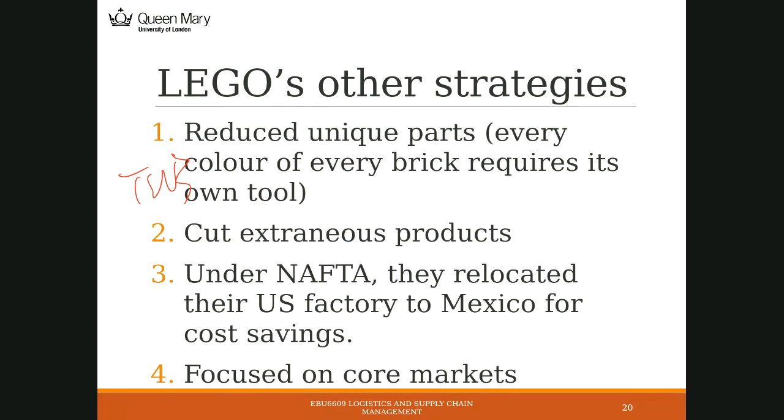They want to reduce, as we said, the unique parts and try to make more standardized parts. They also want to cut extraneous products. What does that mean? And the reason why they choose Mexico is because of NAFTA. So try to think about it. We will gather your answers from our mini forum, so that we'll be able to discuss it again.